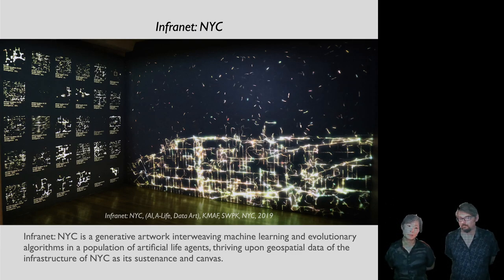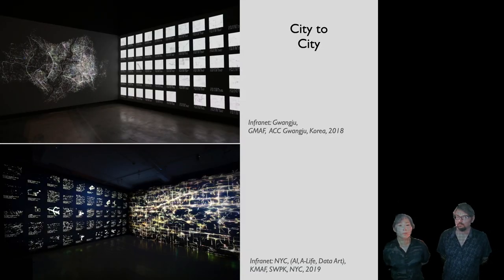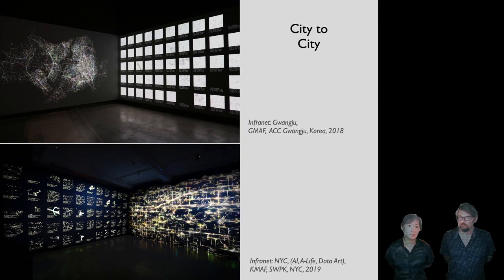At its heart, InfraNet is a speculative proposition of the data of a city as a habitat for new forms of life. InfraNet has exhibited in three cities internationally: Gwangju, Korea; New York, USA; and Vancouver, Canada. Each exhibit of InfraNet utilizes public data available on the host city. The data of a city became a habitat for new forms of life.